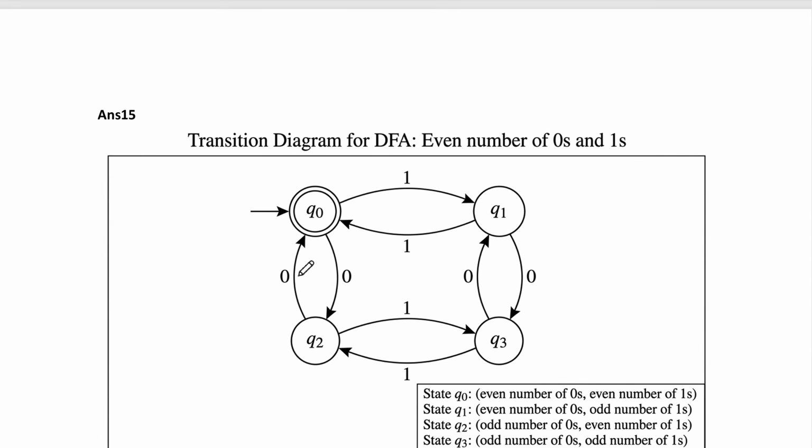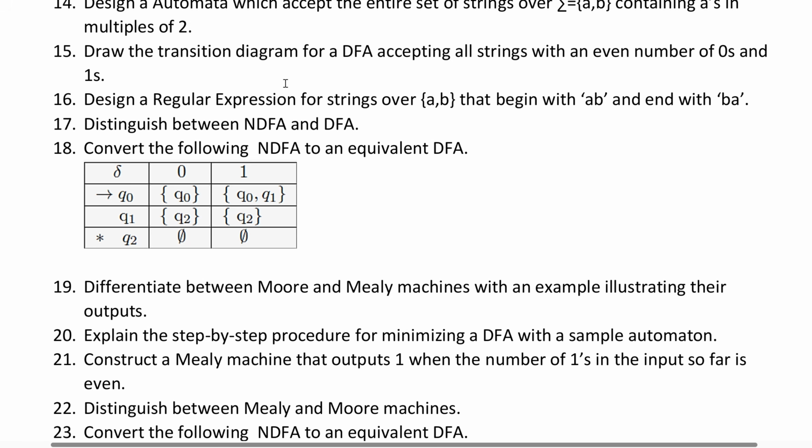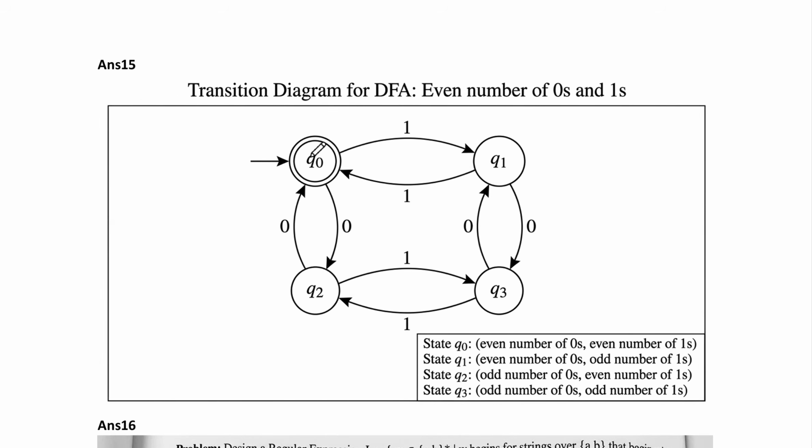Now we jump to question number 15. Question number 15 says: draw the transition diagram for a DFA accepting all strings with an even number of 0s and an even number of 1s. So on reaching the final state, you should have an even number of 0s and an even number of 1s. So here also Q0 is the starting or initial state because it is marked with this arrow symbol.